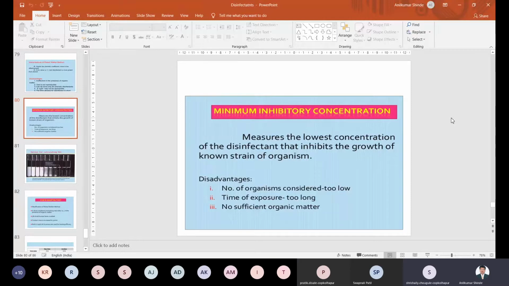So we have already seen many methods to determine the efficacy of a disinfectant. Means how much concentration we can use as a disinfectant to inhibit or kill the microorganisms, and for how much time. Both the concentration and the time will be determined with the help of this. The test solutions can be compared with phenol as a standard solution, and we compare the result with phenol.